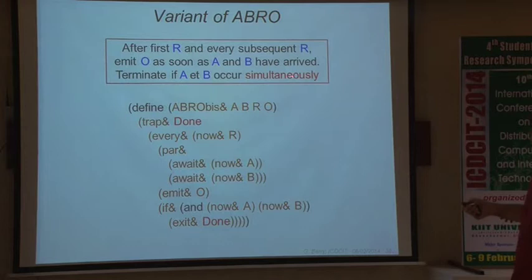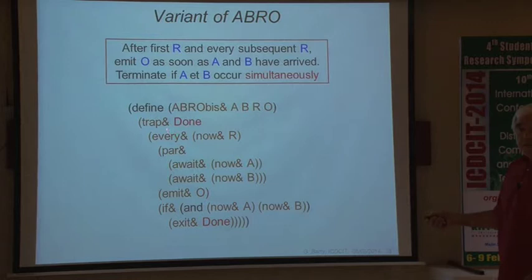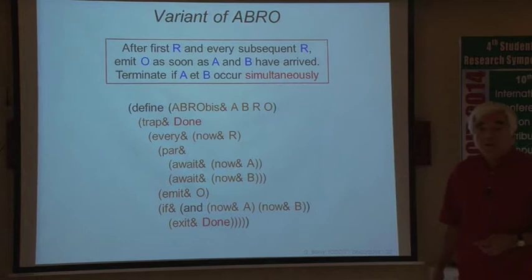It's a variant, you also have a variant of the thing, and you say, very good. Every time I get R, and this every starts only after the first R, then you wait for A and B in parallel, then you emit O, and you say, if I have both at the same time, I exit, done, and the whole program finishes. And again, if you try to do that with your current language, you won't.